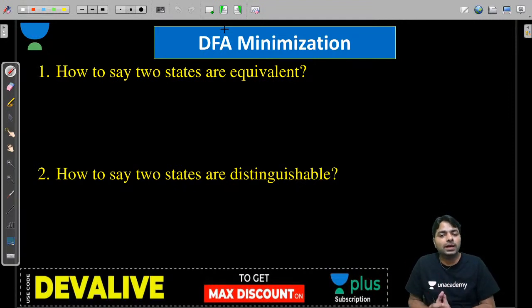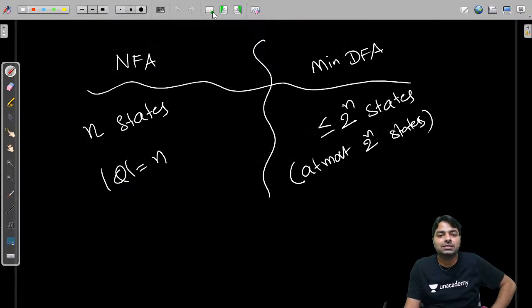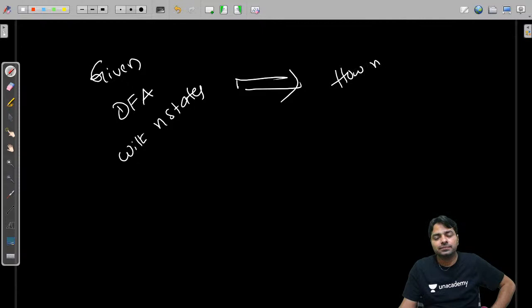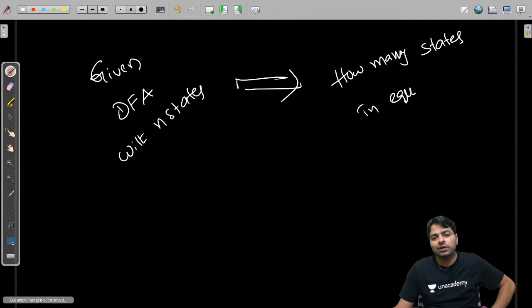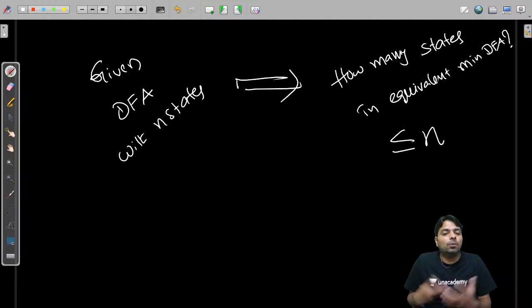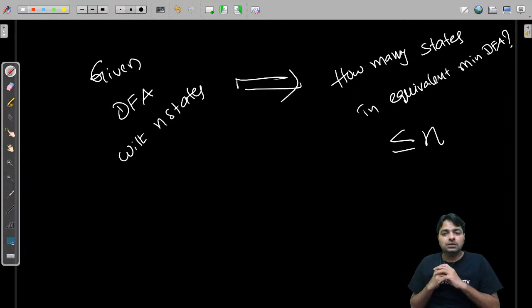So this is when you require it, if they have already given a DFA and they want the equivalent DFA, how many states? For a given DFA with n states, they may ask how many states are in the equivalent minimum DFA. Then definitely less than or equal to n, but you need to understand how many. Is it n or n minus 1, n minus 2? The particular example will tell us. Is that clear? This is what we are going to do.